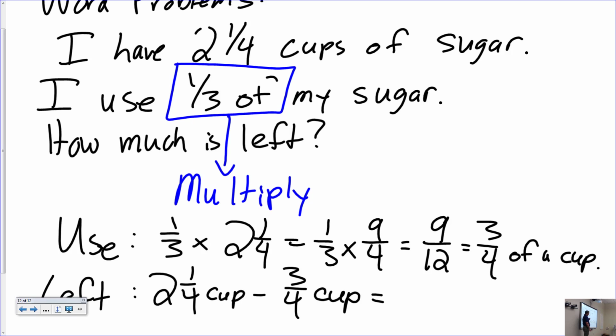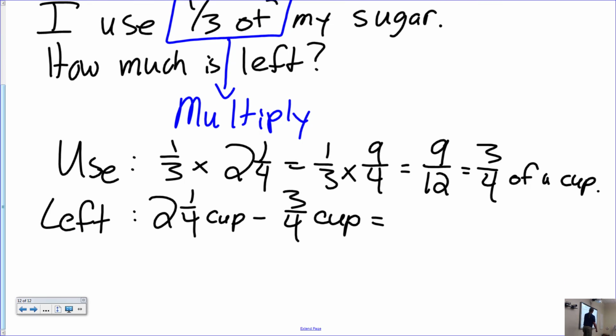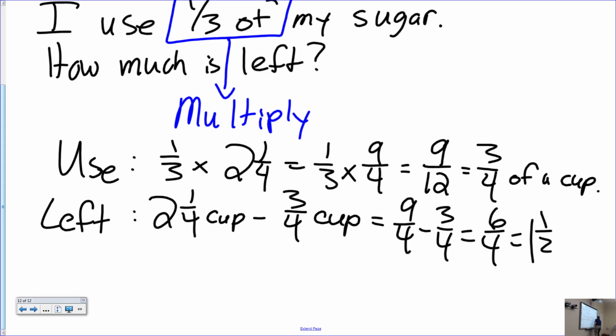There's at least one problem on the homework, I'm pretty sure there's two, where you're going to have to do a similar type of thing. And what is 2 1/4 cups minus 3/4 of a cup, folks? 9/4 minus 3/4 equals 6/4. 1.5 cups left.